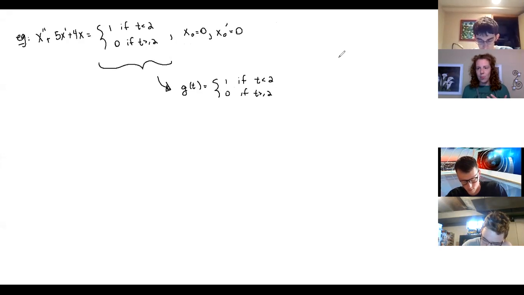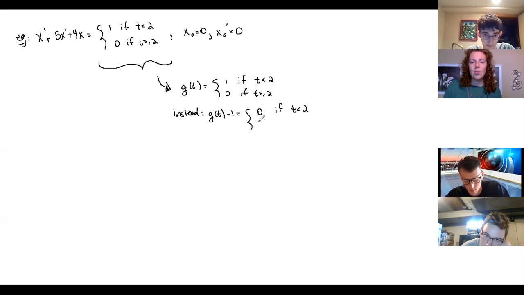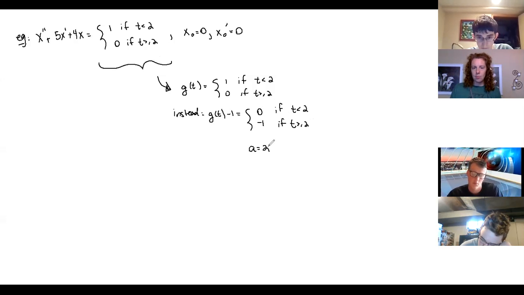We can't do that. We dealt with this yesterday. We need to have a 0 on the top. So instead, we will do g of t minus 1. And so this is going to be 0 if t is less than 2, and negative 1 if t is bigger than or equal to 2. So that's my instead, because I need a 0 on the top. So we'll do g of t minus 1. My a value is equal to 2 in this case. Got a equals 2. We're getting good at this.